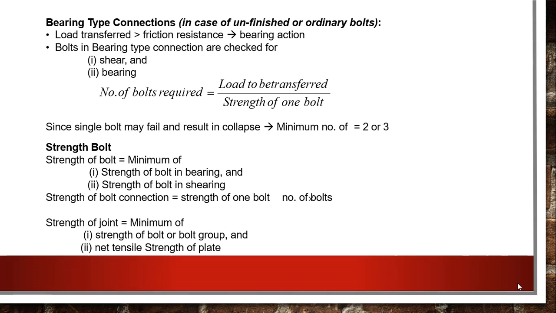Okay, and the efficiency of the joint is calculated with the formula: strength of joint upon strength of plate. In that way you have to calculate the efficiency of the joint in percentage. So these are all the criteria which are required for the design of a bolted connection.